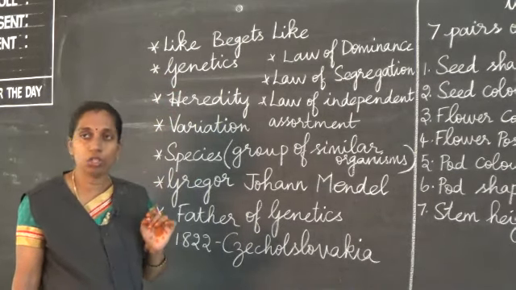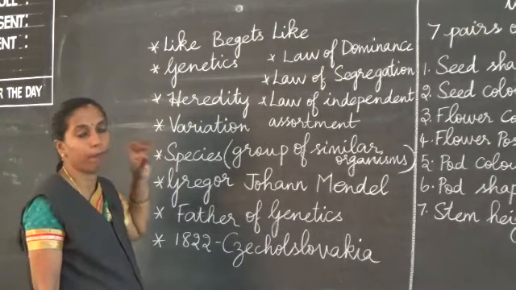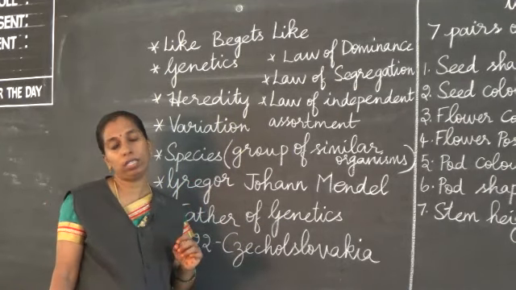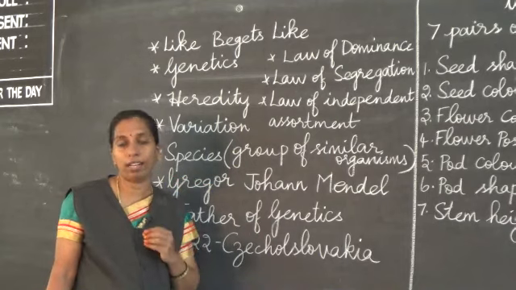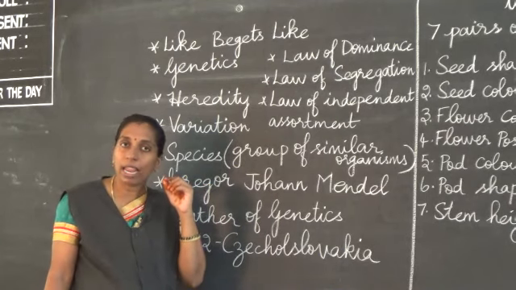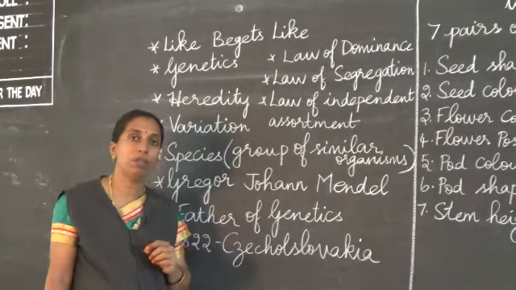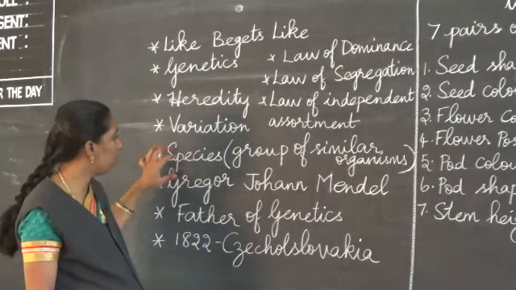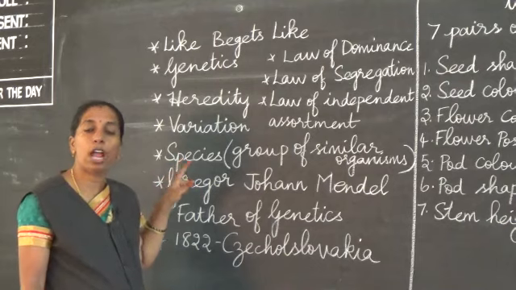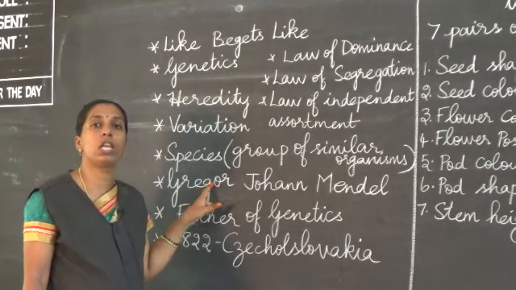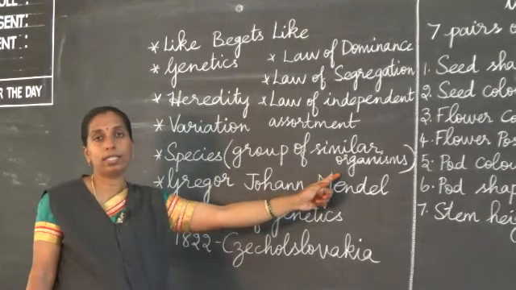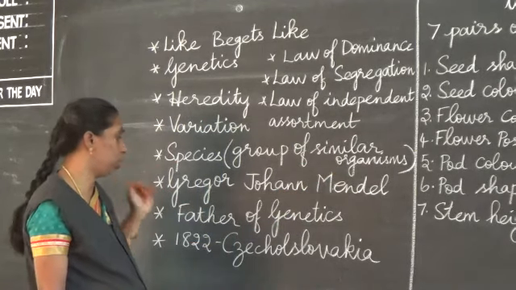The third definition is variation. Each of us is different, except identical twins. Each of us has different characters. So the difference in characters among the individuals, we call variation. And next comes the species. You should understand what a species is. Species means a group of similar organisms.